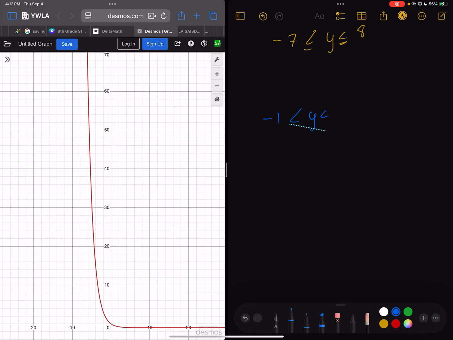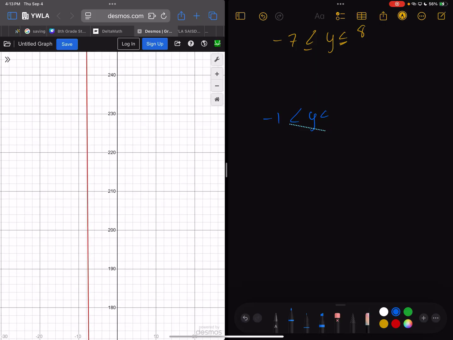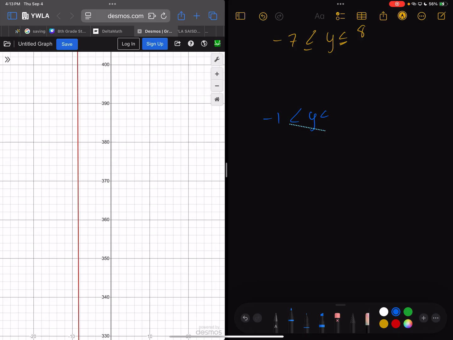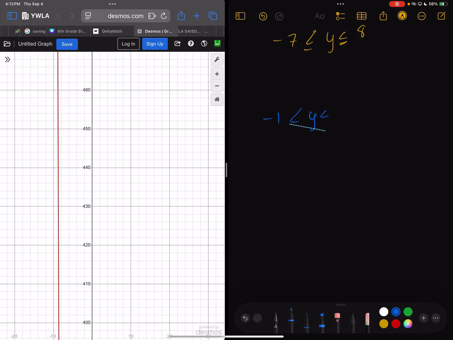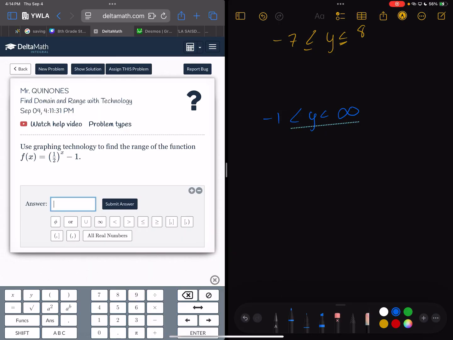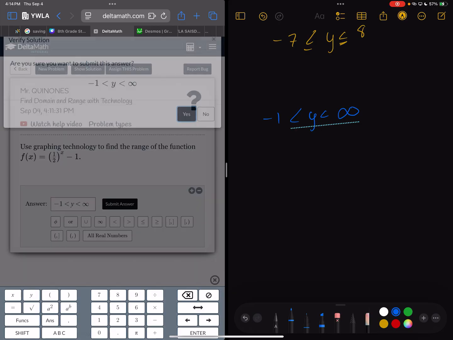And now, how high up will my graph go? What are we noticing? No matter how far I keep going up, it's going forever. Mathematically, we call that infinity. So because I never equal -1, I don't put the equals bar underneath. And same thing with infinity. I will never approach a value for infinity because there's always a greater number out there. So this is my answer. -1 less than y less than infinity.